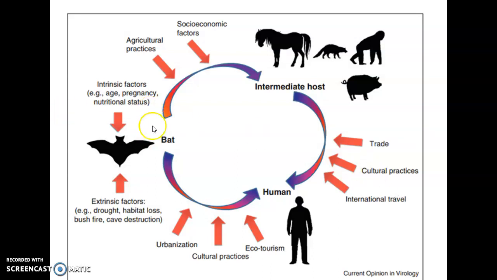And then the bats could go to intermediate hosts through intrinsic factors like pregnancy or eating. Agricultural practices is a big one. And then socioeconomic factors.